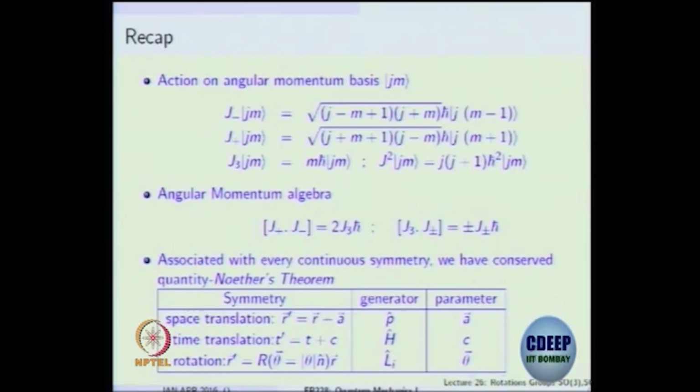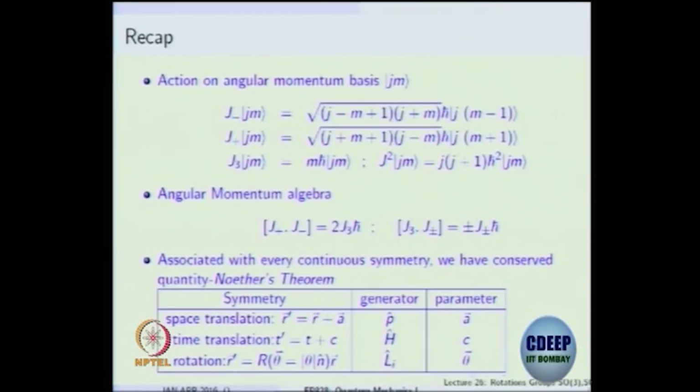The last one in this context, rotation, takes an r vector to an r prime vector. Let us rotate by an angle whose magnitude is theta about a unit vector direction n hat. So you can call the theta vector mod theta times n hat. So this rotation matrix is a 3 cross 3 matrix which operates on this r vector.